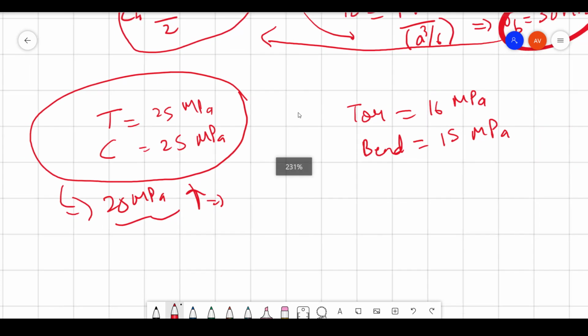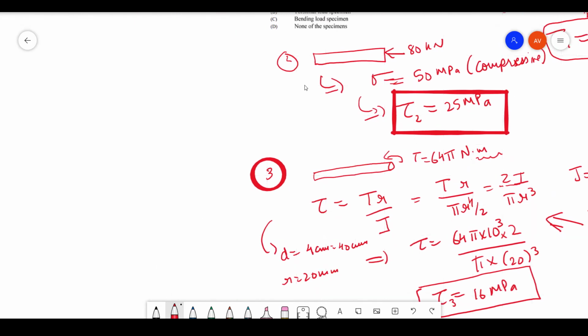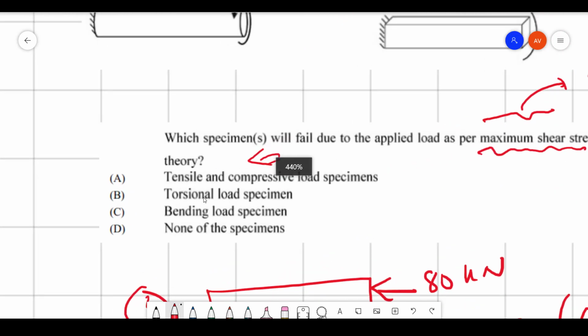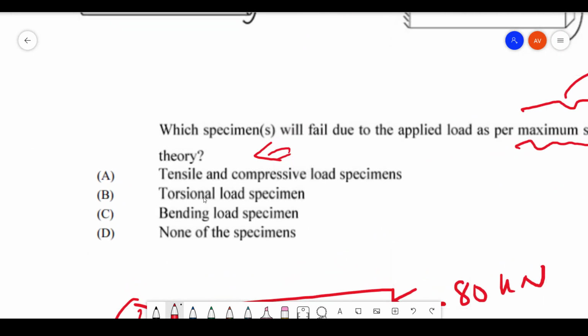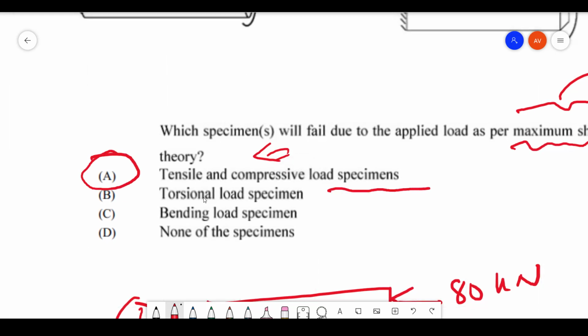So let's look at the options. So here is your option. Your answer is A, tensile and compressive load. So I hope you understood this problem. This was a very good problem with so many concepts involved. So thank you.